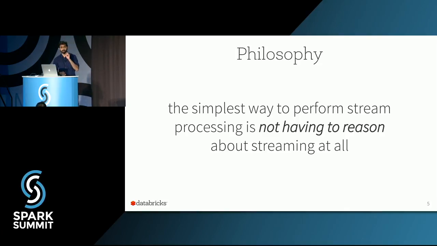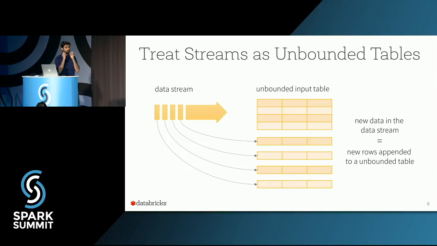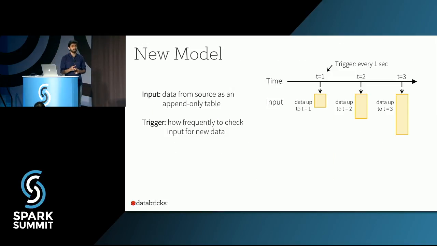To do this, we have defined a new model, a new way to treat streams. The way we propose is to treat streams as nothing but tables, except this table is unbounded. As new data comes into the stream, it is like new rows being appended to this table. Essentially, it's an append-only unbounded table. That's a conceptual model to think about. And what makes this very easy is that it unifies both batch data and streaming data by this single concept of tables. And that leads to our new model of how to see stream processing in terms of tables.